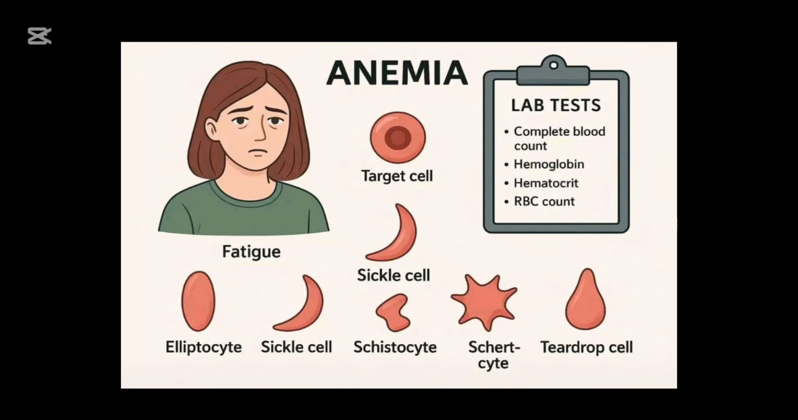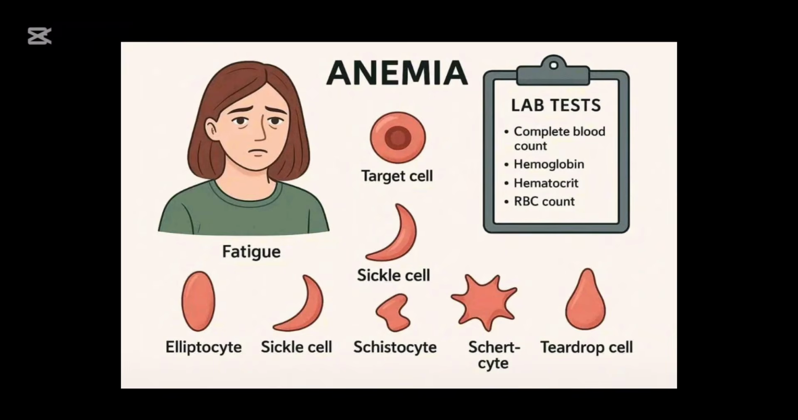And number 4, iron studies. Serum iron, low in iron deficiency. Then we have the TIBC, which stands for total iron binding capacity, increased in iron deficiency. Then we have the ferritin, low in iron deficiency, high in anemia of chronic disease. Then we have transferrin saturation, low in iron deficiency. And then the fifth one is vitamin B12 and folate level, low in megaloblastic anemia.